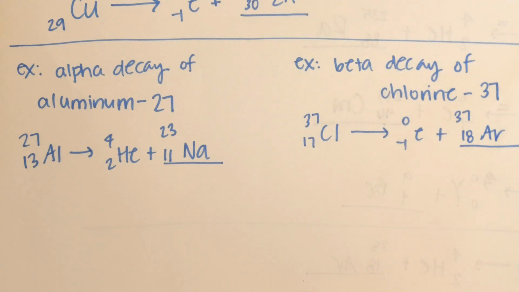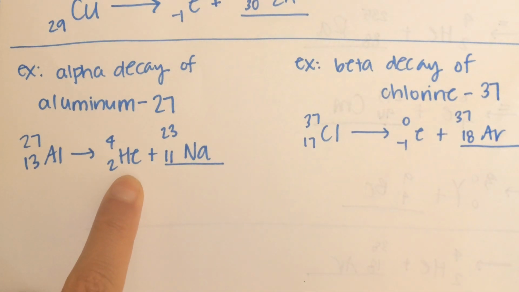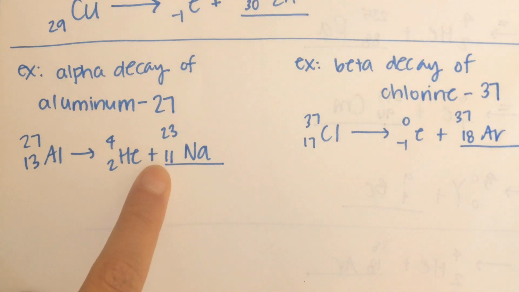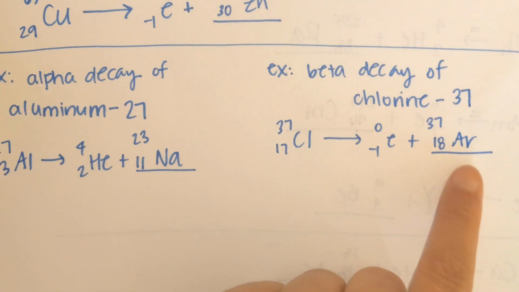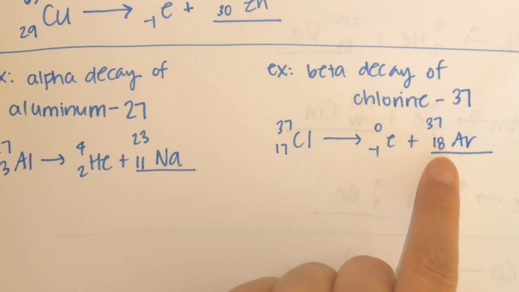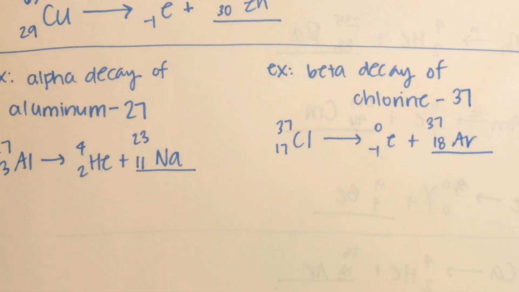Alright, here are your final answers. So again, alpha is the helium, and what I got was 23/11 sodium, Na. And then for beta, I've got the 37/18 argon.